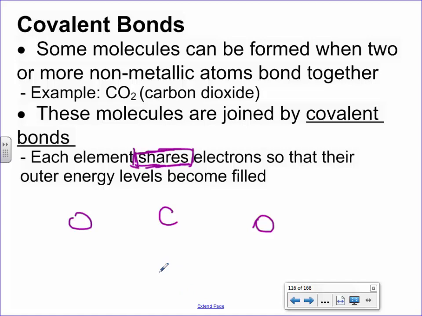And if I haven't used that word well enough in the past, let me review it now. A valence electron is the electron in the last energy level. Valence electrons are the electrons in the last energy level.